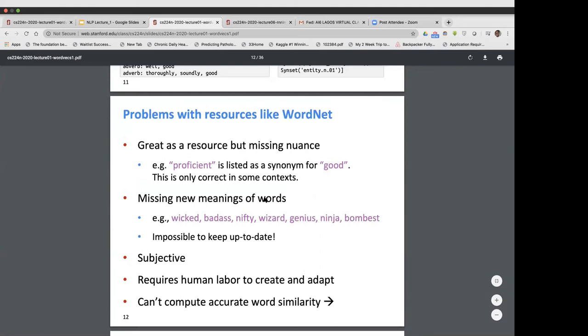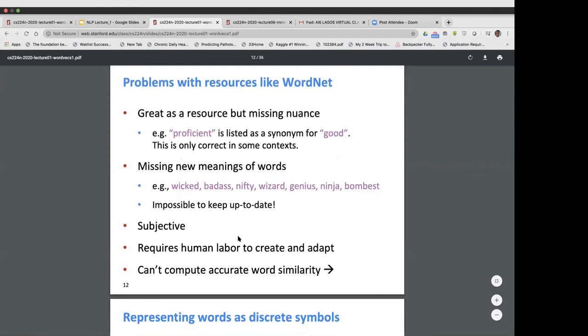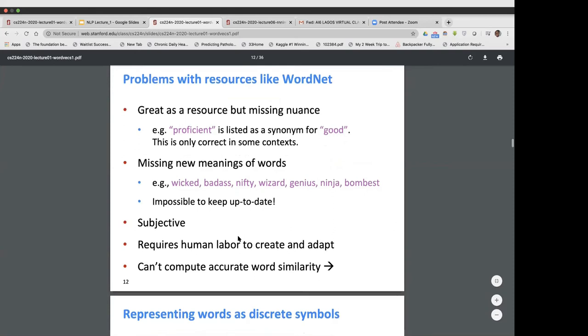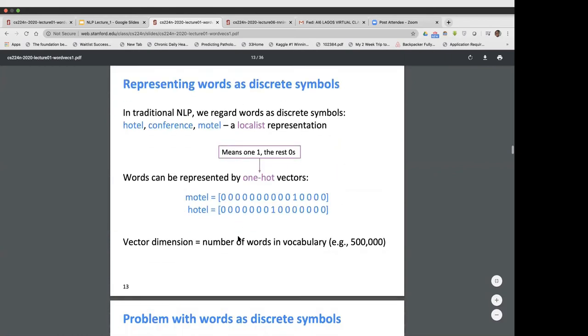I mean, new words probably spring up every day. And it's very hard to update resources like this. It also requires human labor to create and adapt, which could be very strenuous. And then you can't even compute the similarity of words accurately. So how do we represent words?